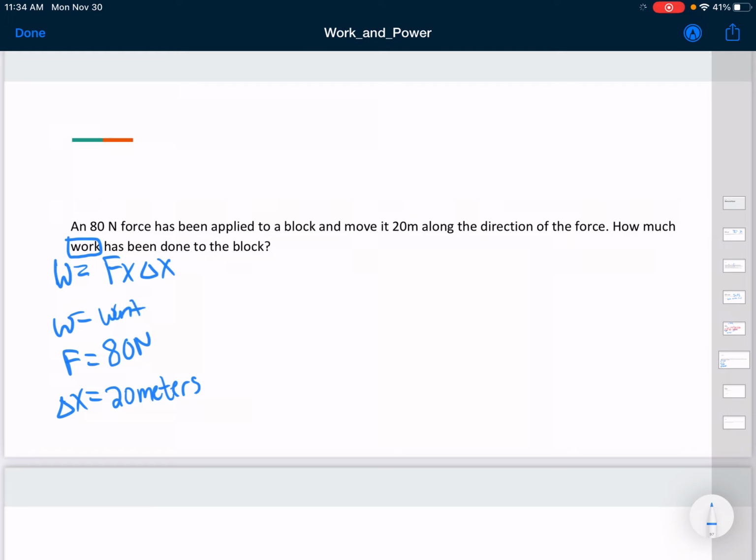All right, so if we set this up, W equals F times delta X. W equals 80 newtons times 20 meters. Okay, go ahead, get your calculator out. I'll give you a second while you type that into your calculator.